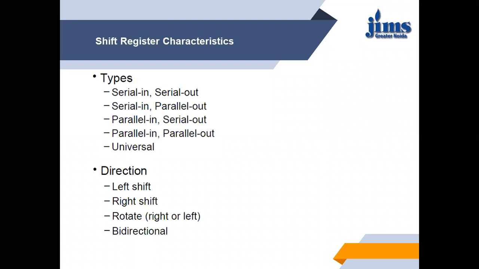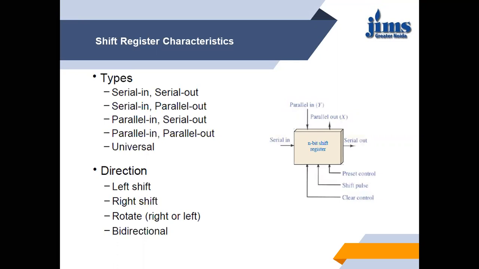Now for the direction of the flow of data, we have left shift, we have right shift, we can rotate in a circle, that is either right rotate or left rotate, and we can use the bidirectional shift register, which can move in both sides, left shift and right shift. So these are the types of shift registers, and there are 5 types of shift register, and we have 4 types of directions in which data can move in a shift register.